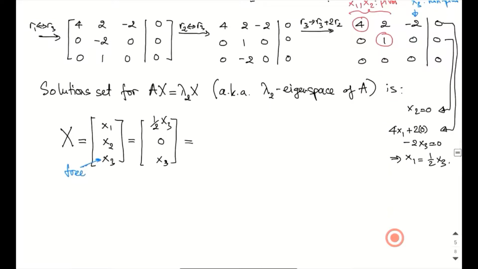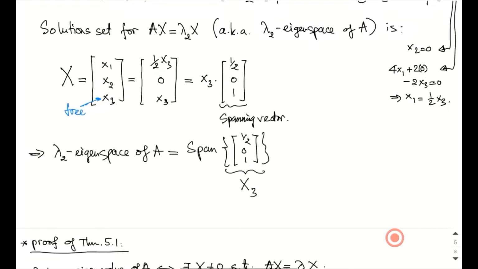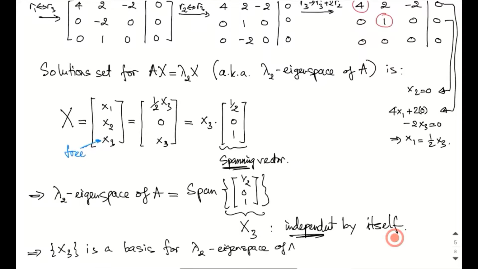Well, it turns out that all solutions of Ax equals lambda 2 x can be rewritten as x3 times 1/2, 0, and 1. And so in other words, all eigenvectors in the lambda 2 eigenspace is just a scalar multiplication with the spanning vectors. This implies that the lambda 2 eigenspace of A is just the span of this column vector. If you call this one x3, then it is independent by itself. And so you get the spanning, you get the independence. So this implies that x3 is a basis for lambda 2 eigenspace of A. And being reminded that lambda 2 is the value 3, right?